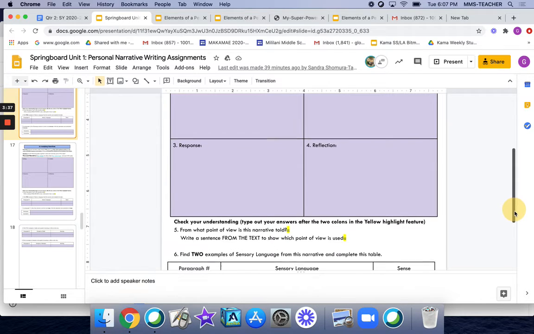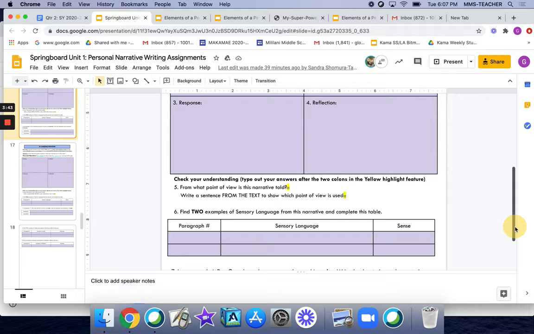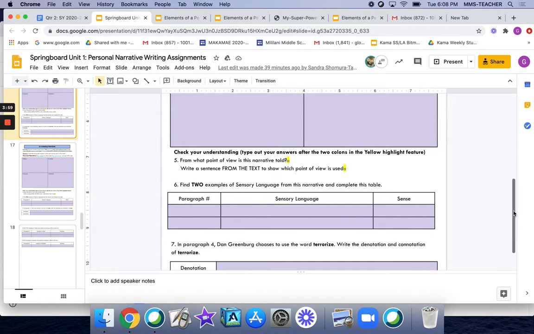It says for number 6, you're going to find 2 examples of sensory language from this narrative. Complete this table. So you're going to tell what paragraph you see the sensory language and what is the language you see and what sense are you using, whether it's sight, smell, touch, taste, and so forth. Okay, you should give 2 examples.